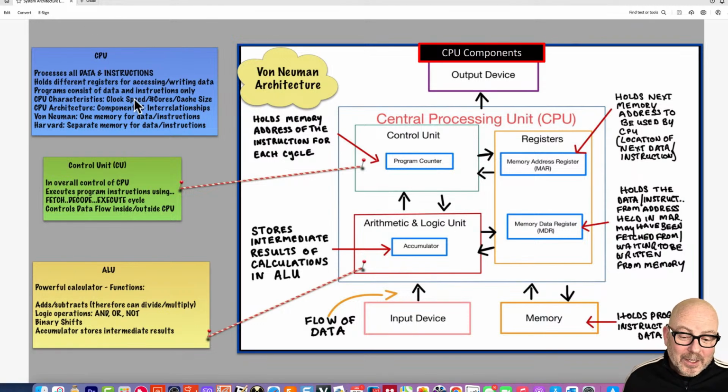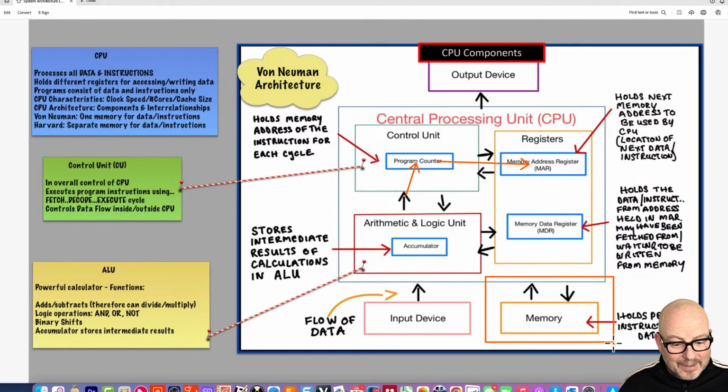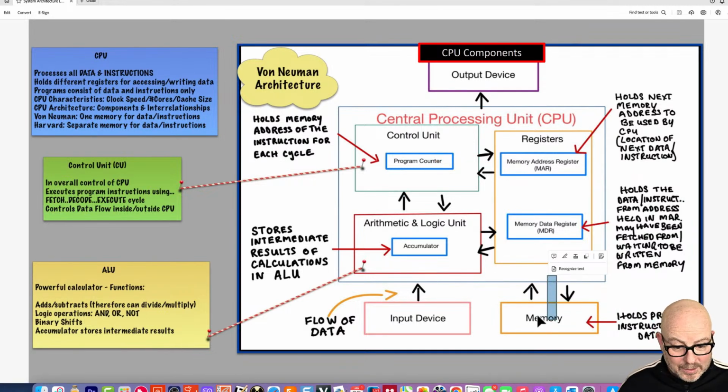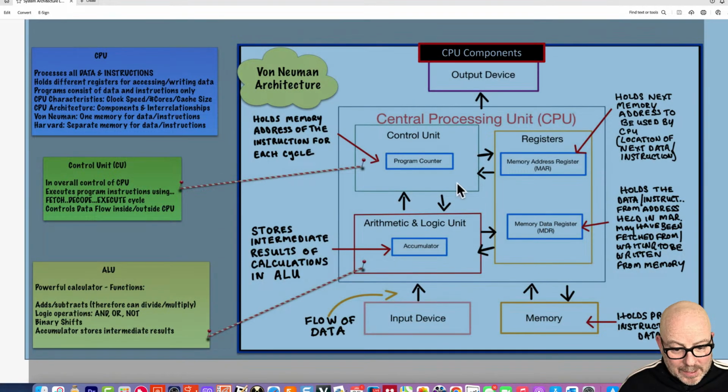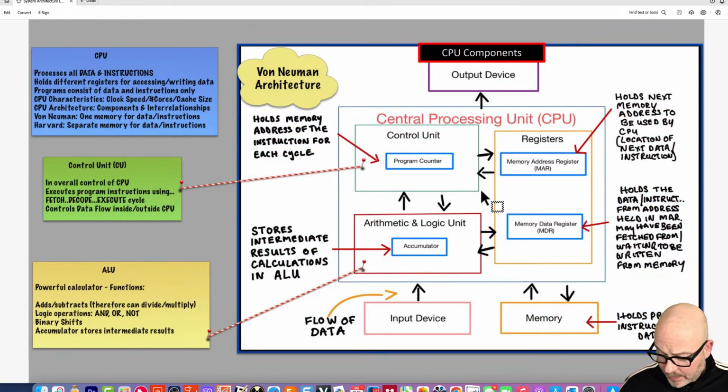So at the start of the fetch, decode, execute cycle, whatever address is stored in the program counter here is moved on to the next address. Now, this information in the program counter, let's say it's location 1000, is dropped into here. And then, wherever that is in memory, in RAM, which is here, is found, and it's dropped back into the MDR, which is here.